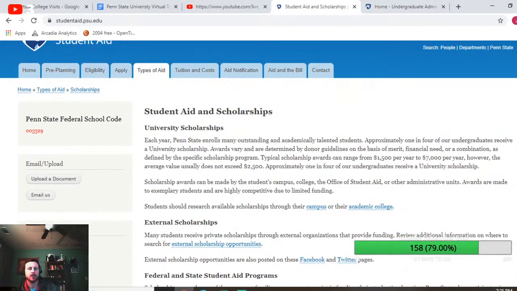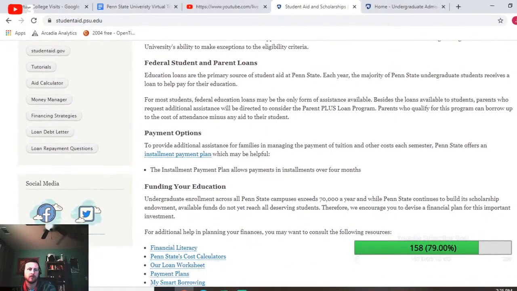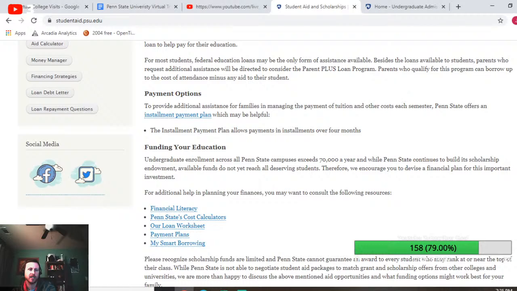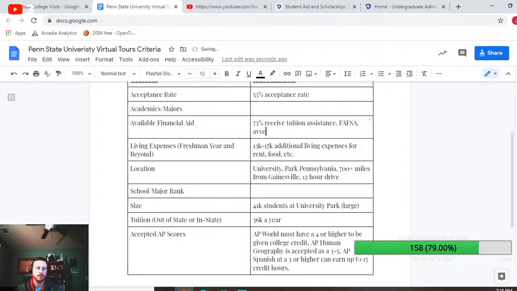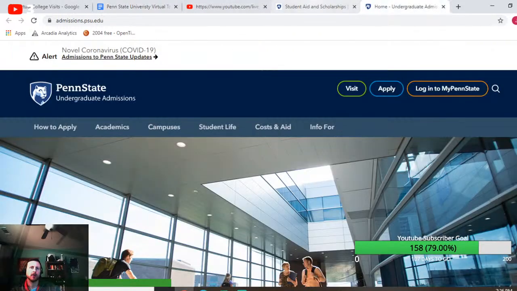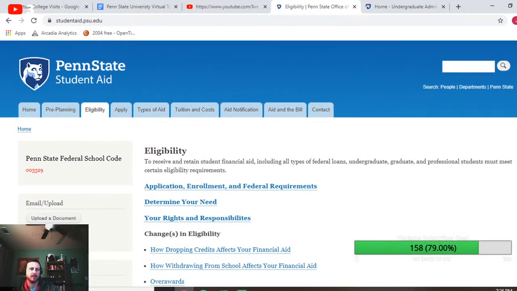So it looks like university scholarships. Approximately 1 in 4 of your graduates receive a university scholarship. They can range from $1,500 to $7,000 per year. However, the average does not exceed $2,500. The average value. Okay. Let's see. Does look like they have installment payment plans. Okay, so average aid is between 1,500 and what was it, 7,000 or so. So I mean it's not terrible, but when you're looking at out of state, that's going to be kind of the bigger issue, I would think.